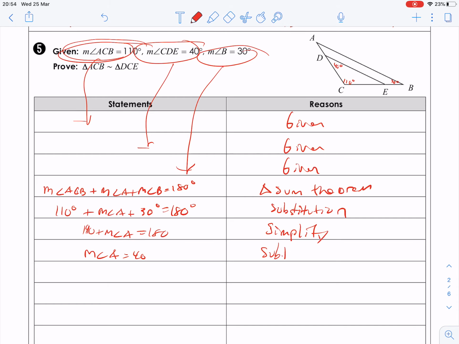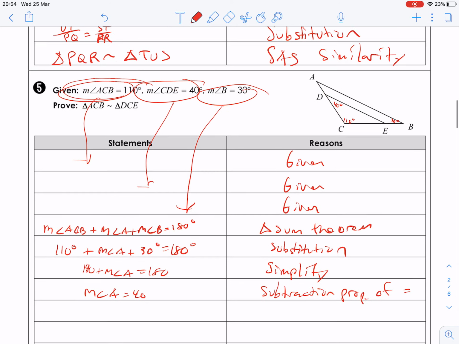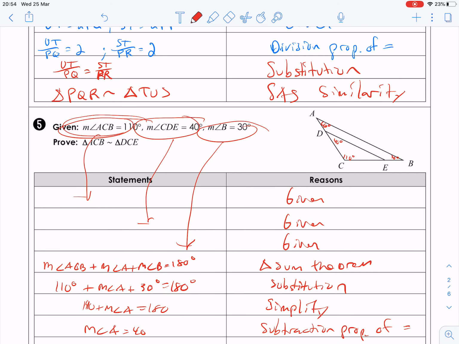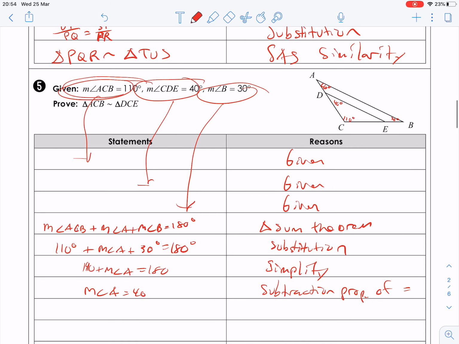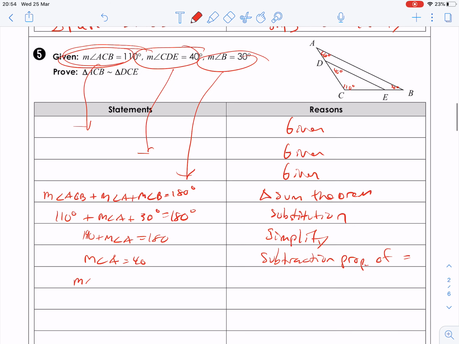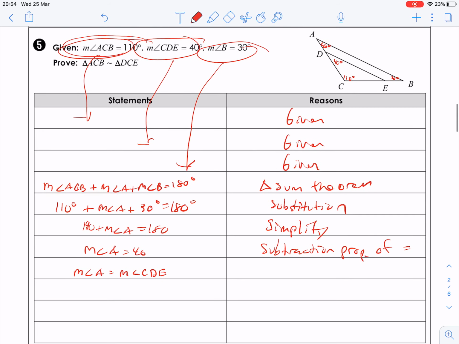And then we get measure of A equals 40. That's going to be subtraction property of equality. And then, since measure of A is 40, therefore, we can say the measure of A equals the measure of CDE because of substitution property. Right? Measure of A equals 40, CDE equals 40. Therefore, they equal each other. You could also write transitive property. That's fine.